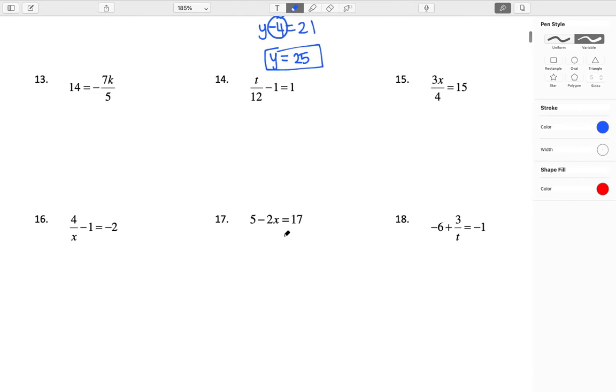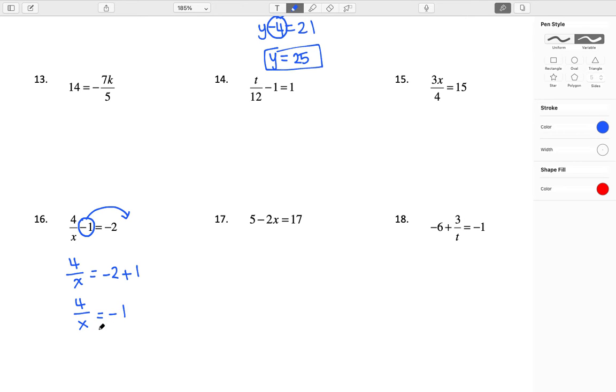Now, if you take a look at number 16, on the other hand, we have x in the denominator. So I want x to be alone, but right now it's with minus 1. So we have two terms here. So I want x to be alone as 1 term, so I'm going to move negative 1 to the other side. So 4 over x is equal to negative 2 plus 1. So I simplify, which is negative 1.